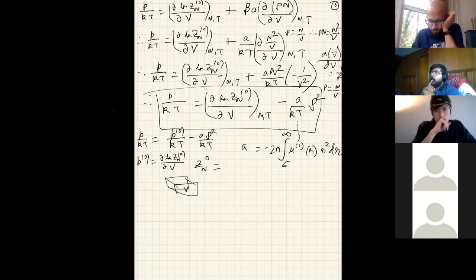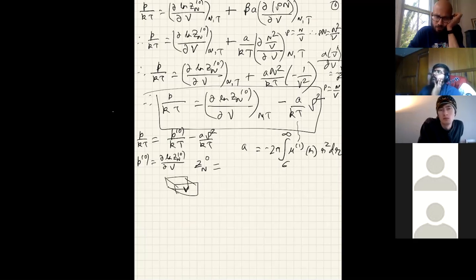So let's say we have a volume V and you have n particles existing in that volume. What do you expect this partition function to look like? Any guesses? V to the n. V raised to the power n. That's correct, because every particle can exist in volume V and they are independent, so it becomes V to the power n, right?